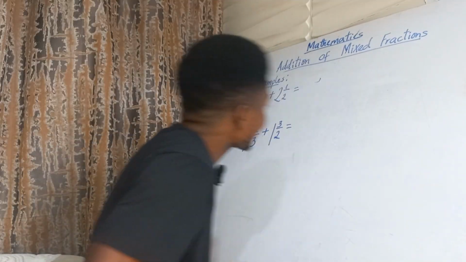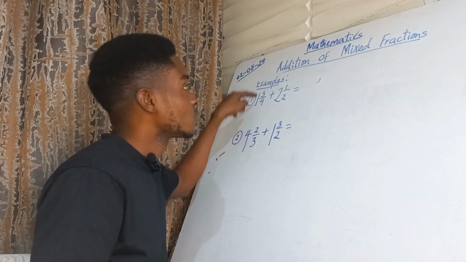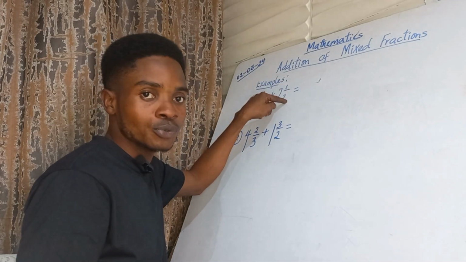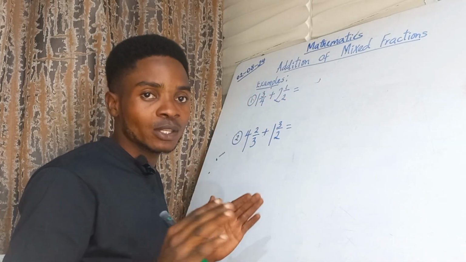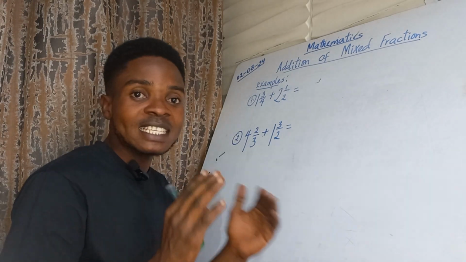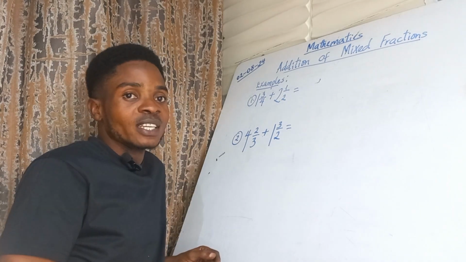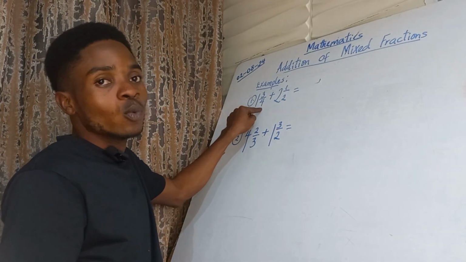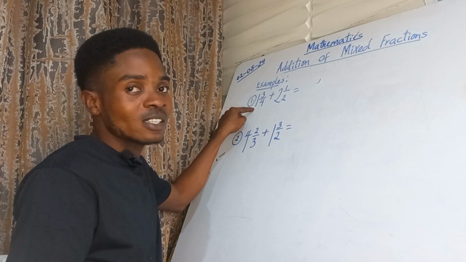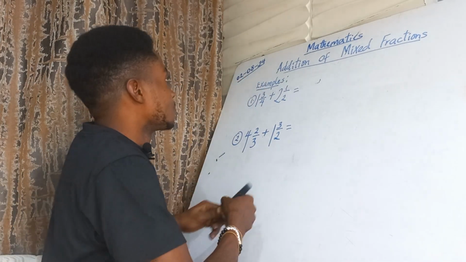Follow me. Okay, so for number one, we have 1 whole number 3/4 plus 2 whole number 1/2. There are different methods to go about this, but I will give you the easiest way to solve it. Let's go. So the first thing you do here is use the 1 down here to multiply this. After that, you use your answer to add this. Again, let me show you.